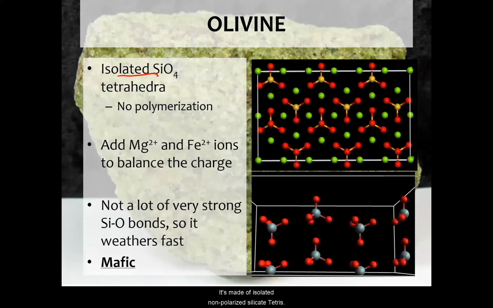It's made of isolated, non-polymerized silicate tetrahedra. There are lots of magnesium and iron ions in there to balance the charge, and it doesn't have a lot of very strong silicon-oxygen bonds, so it weathers pretty fast. This is a mafic mineral, as we could tell based on the green color. Green color is our observation, interpretation is mafic.